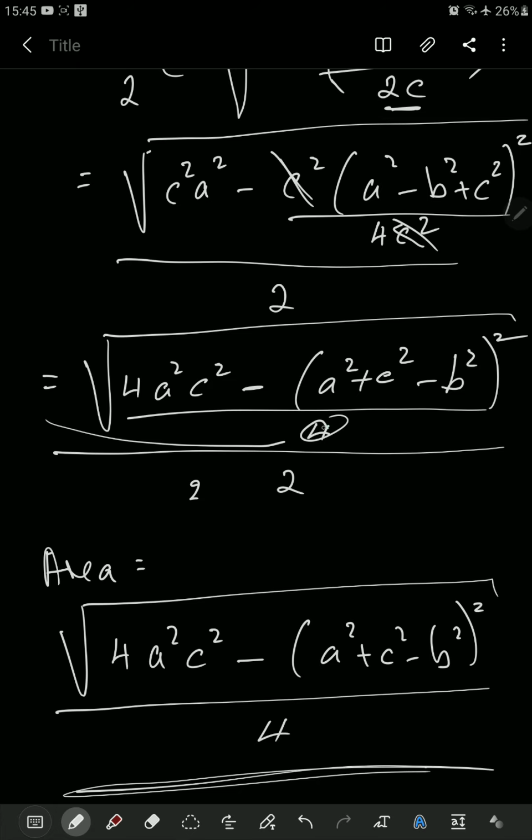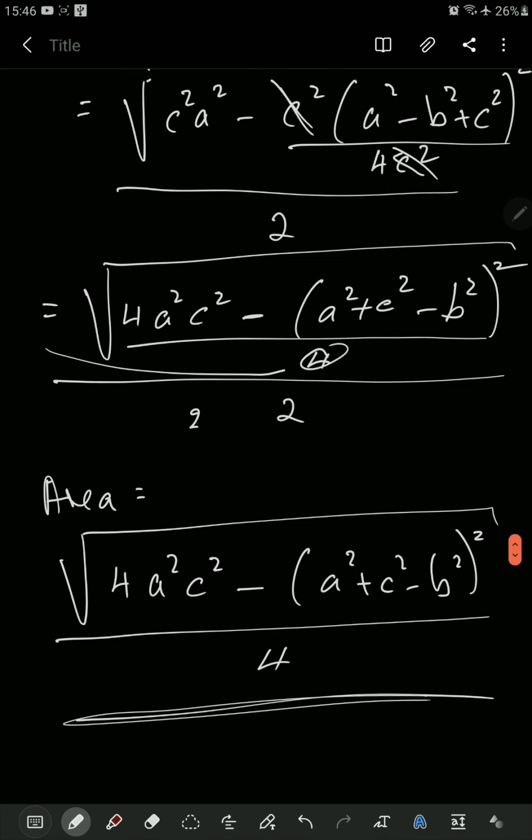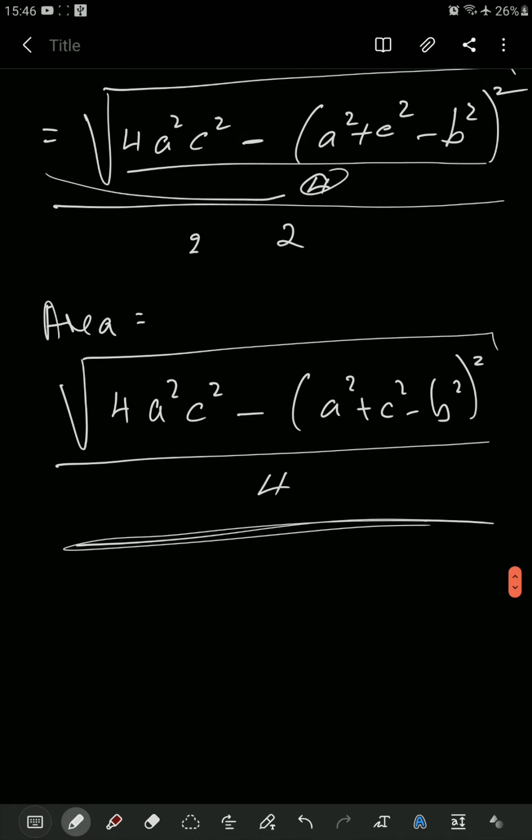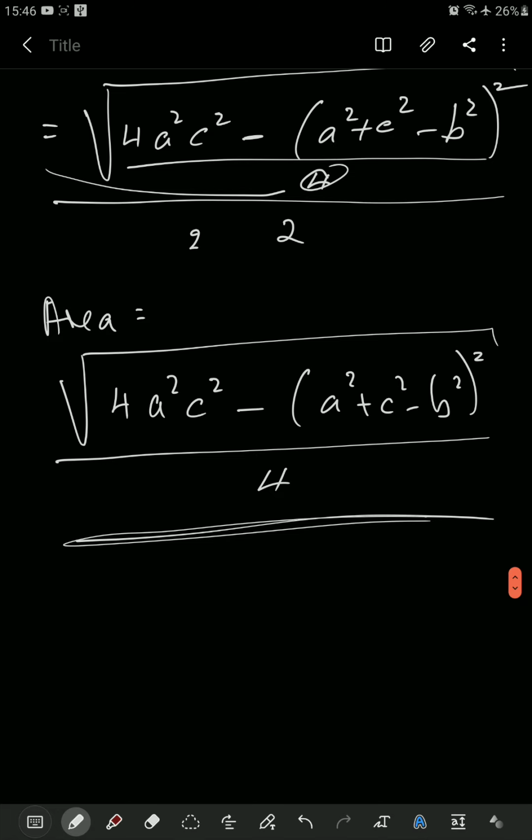Then we can bring the 4 outside the square root. Instead of divided by 4, it's multiplied by a half. And the result of the formula is the square root of 4a squared c squared minus (a squared plus c squared minus b squared) squared, all divided by 4.